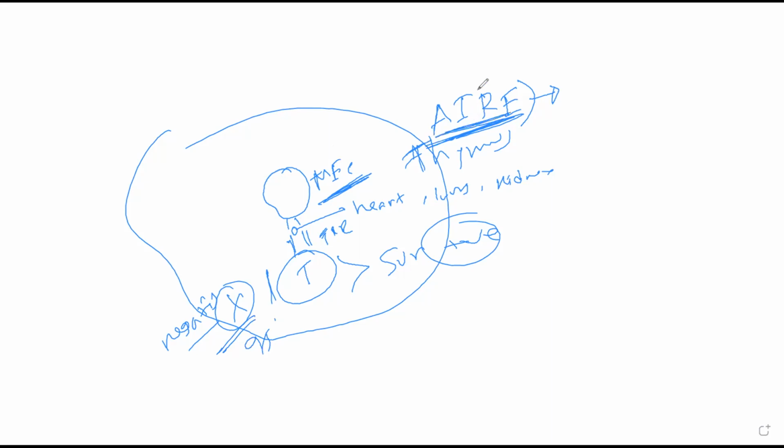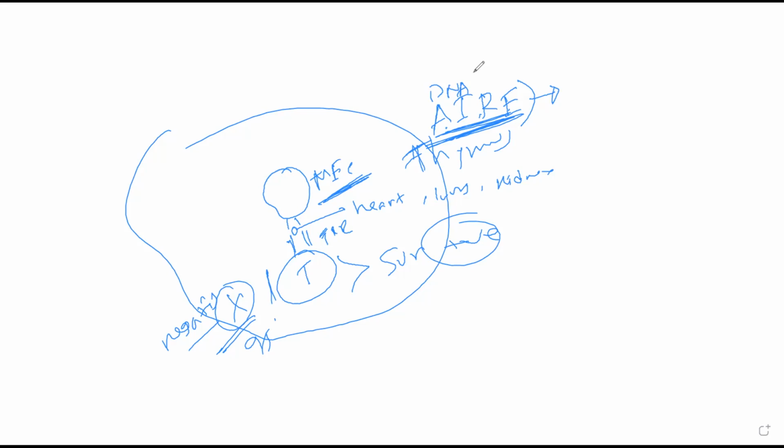AIRE is the autoimmune regulator. This is the transcription factor. This is the transcription factor actually responsible for presenting various types of our body cells to the T cell. This is the short answer.